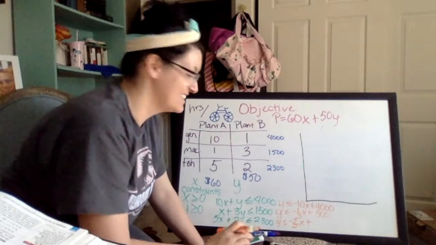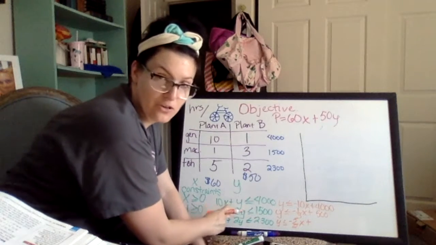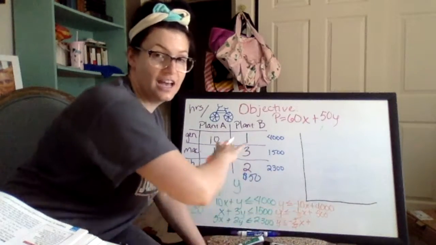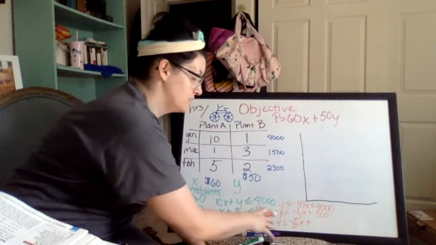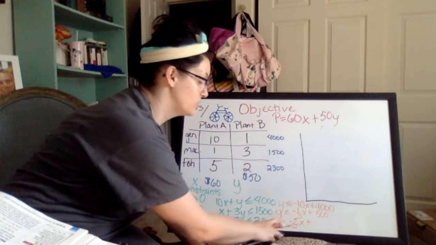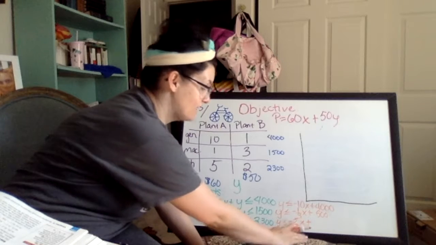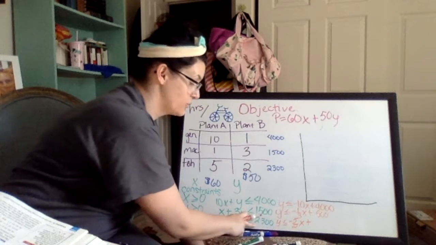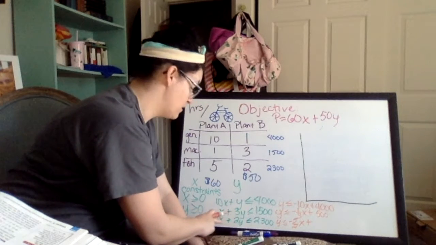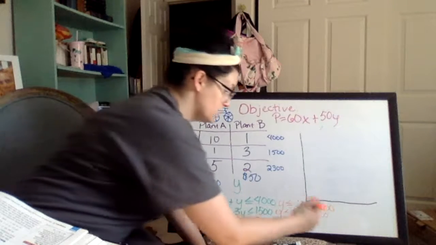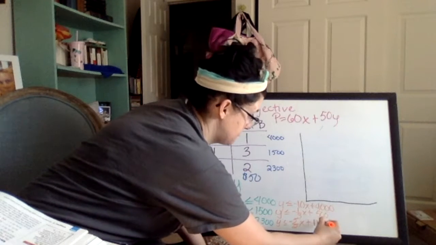Now I did, because there was a 3 in front of the y, so I needed to divide everything by 3. So then y is less than or equal to negative 5/2 x plus 2,300 divided by 2. So that's 1150.